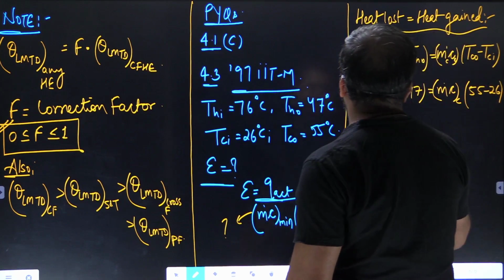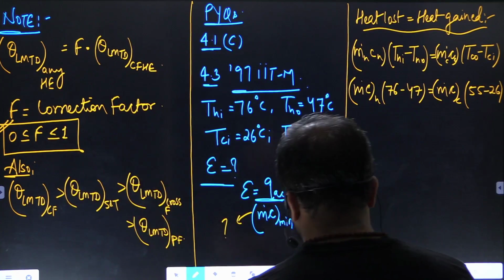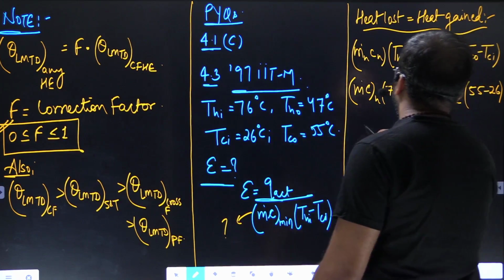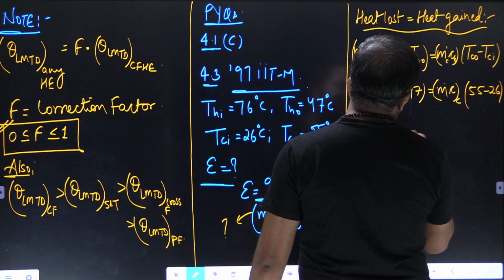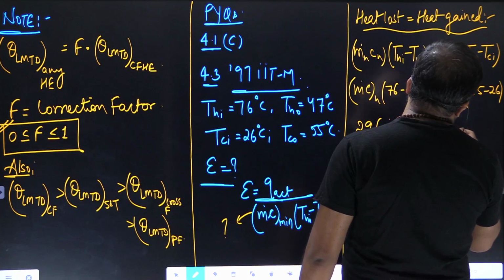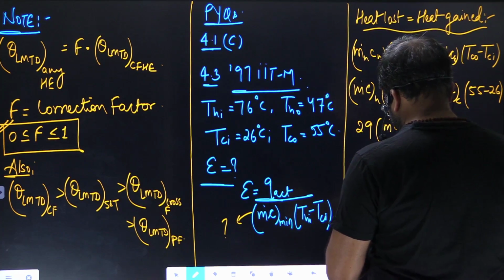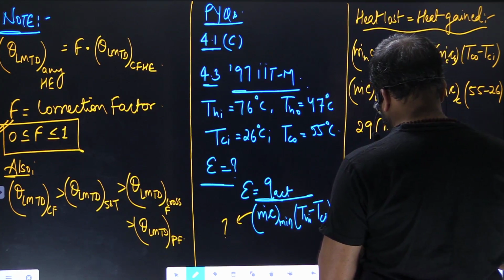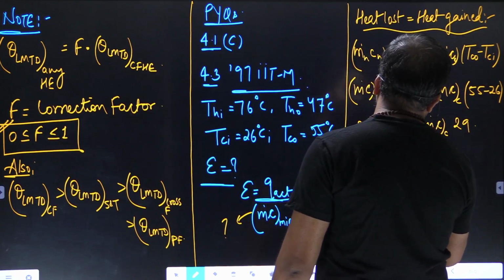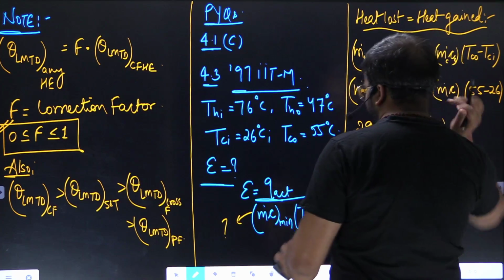All right, let's check. 76 minus 47, 29. 29 times M dot C of the hot fluid. M dot C of the cold fluid is how much? Again 29. It means M dot into C of hot fluid and cold fluid are both the same.